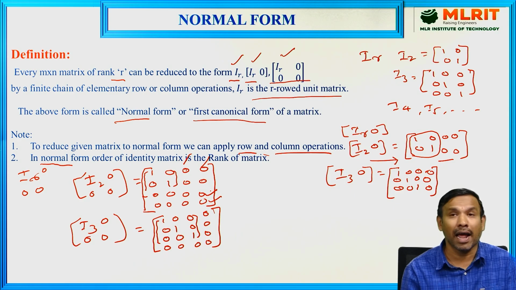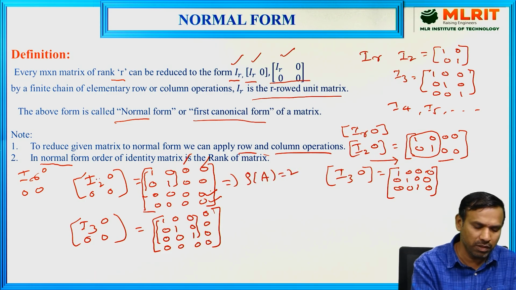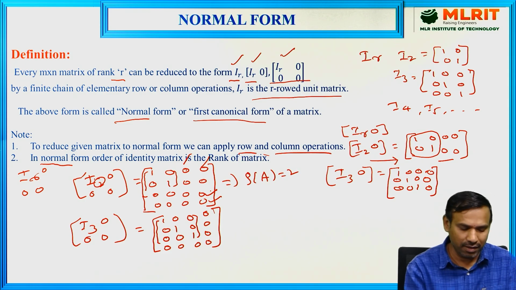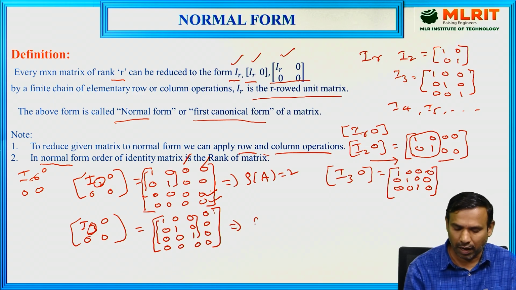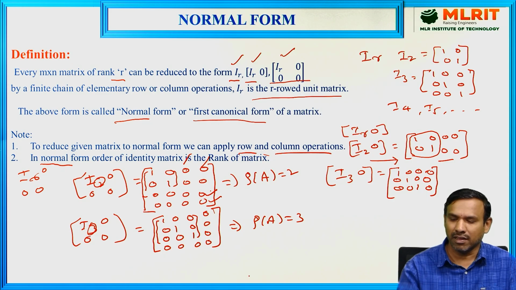And what is the rank of the matrix in normal form? It is the order of the identity matrix. Suppose [I_2 0; 0 0]: the rank of this matrix is 2, because it is I_2. For I_3, the rank of the matrix will be 3. So these are the normal forms from which we can find the rank of the matrix. Every identity matrix is a normal form, but every normal form is not an identity matrix. This first one, I_R, the identity matrix, is a normal form.